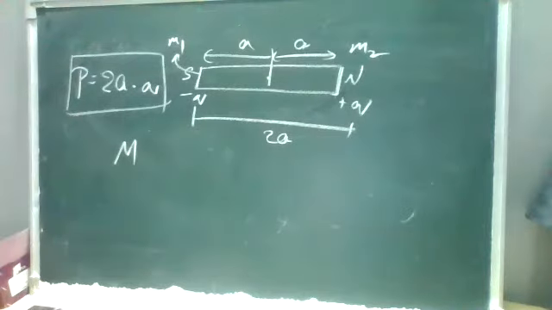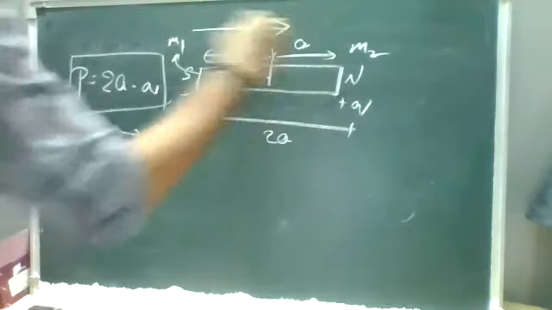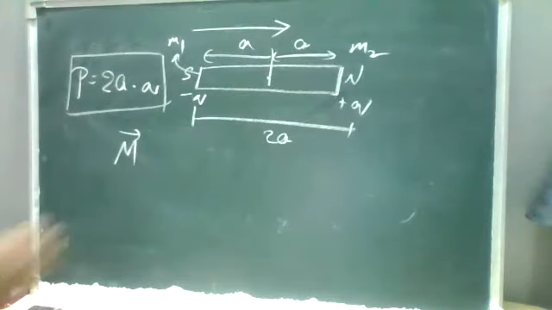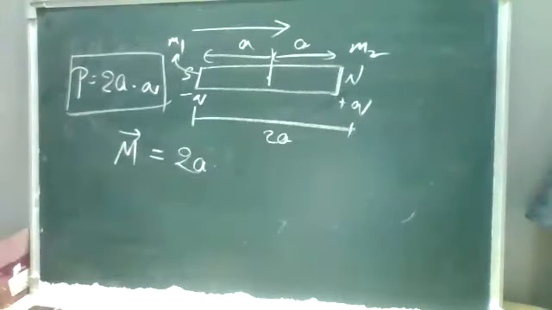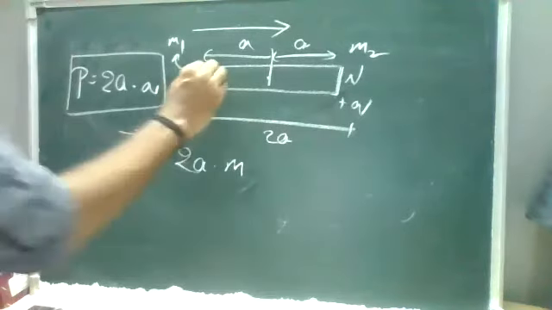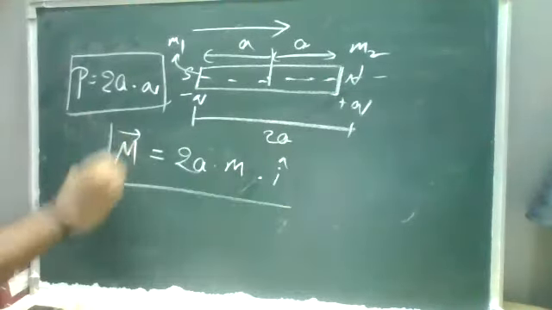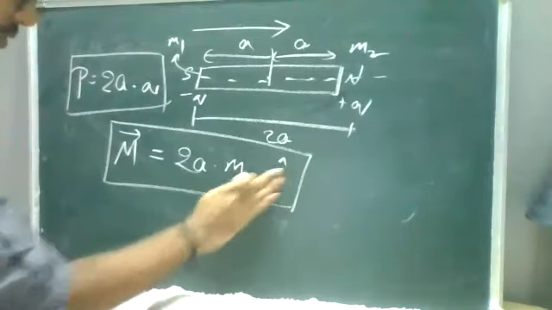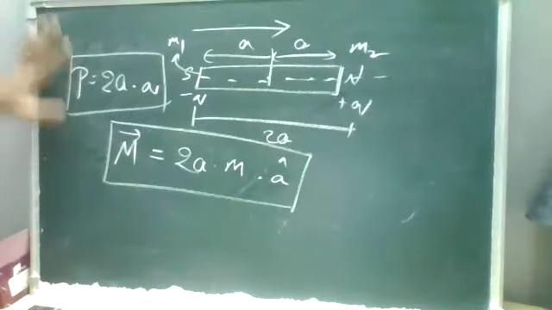Pole strength I'll take as smaller m. M is again a vector, and its direction is from south towards north. M vector is equal to 2a into the pole strength m. Since it lies along the same axis, I'll take it as I cap, or E cap also. This is the magnetic dipole moment and that is the electric dipole moment. You can compare these two.